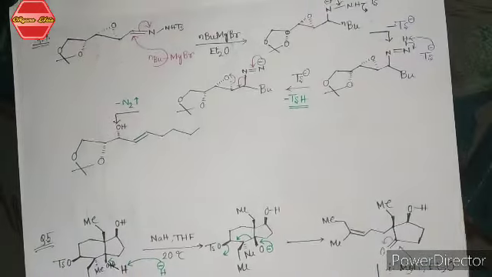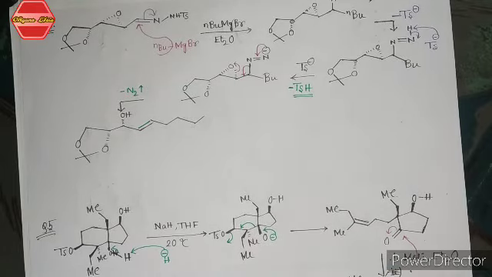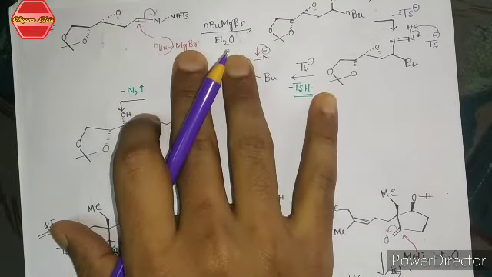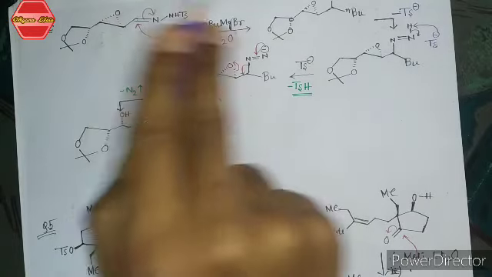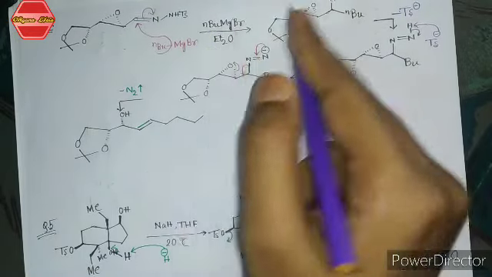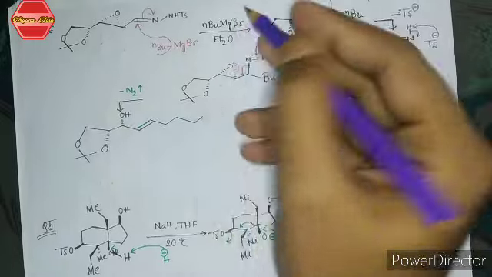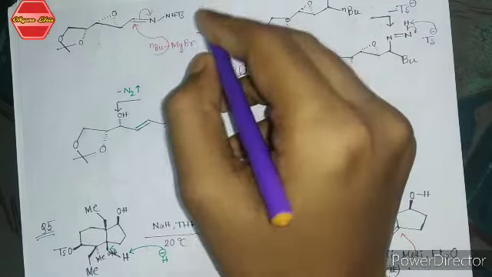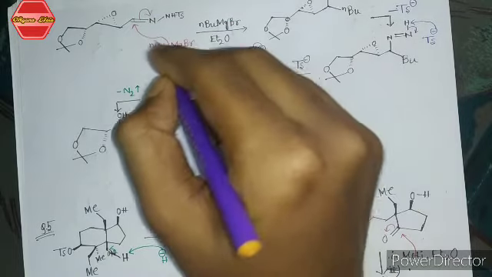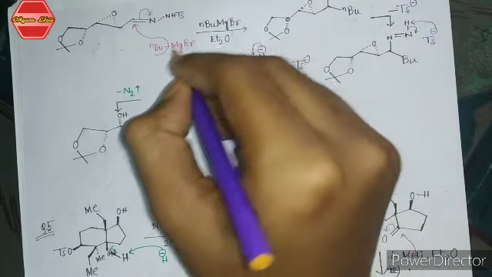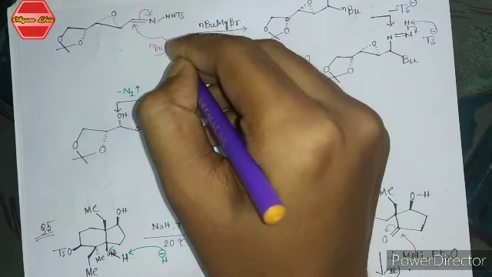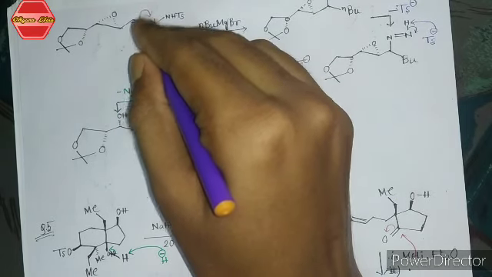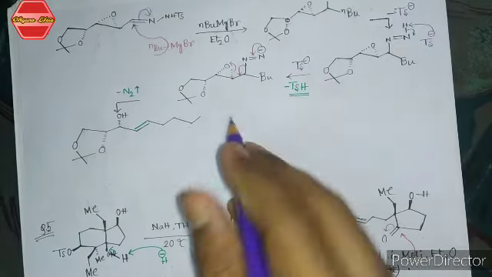Now let's come to question number 4. Question number 4 is also a very important question. You have been given this type of compound and you have given n-butyl MgBr, magnesium bromide. Now n-butyl magnesium bromide is a soft center, and this will attack the soft center over here. So this will attack on this carbon and this bond goes to the nitrogen over here.